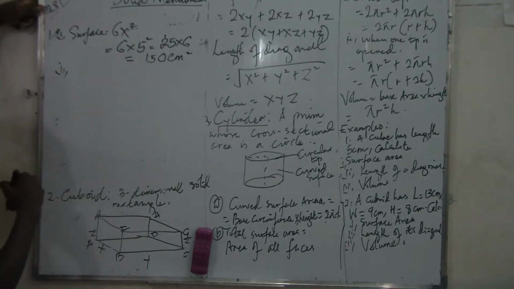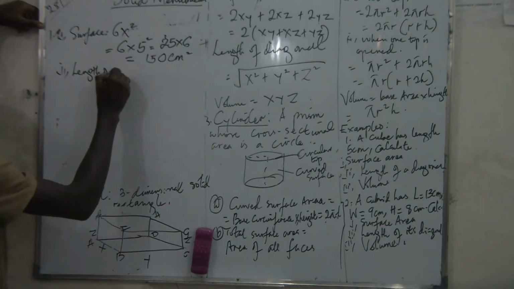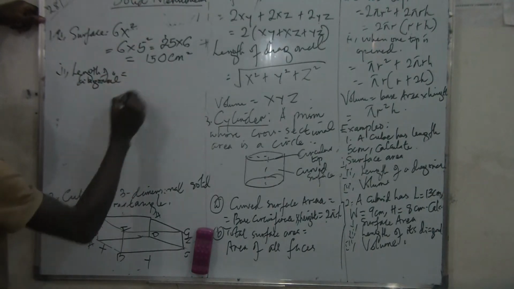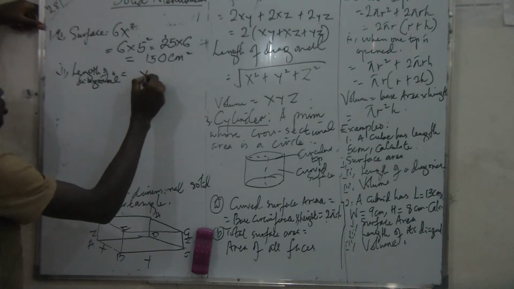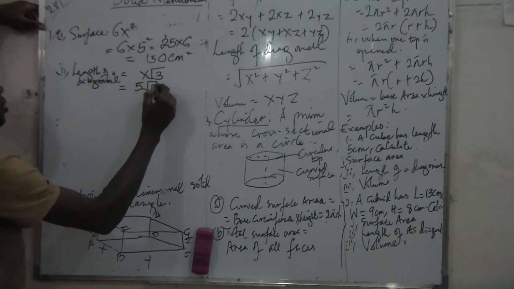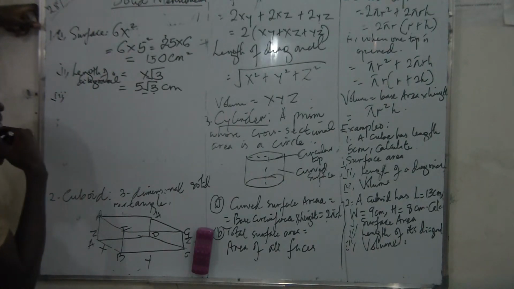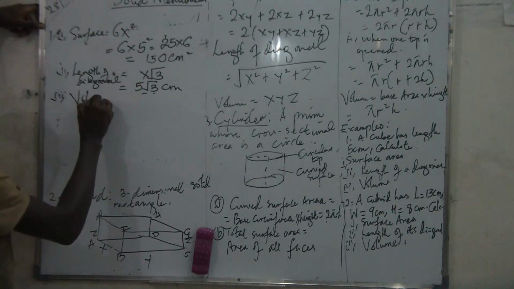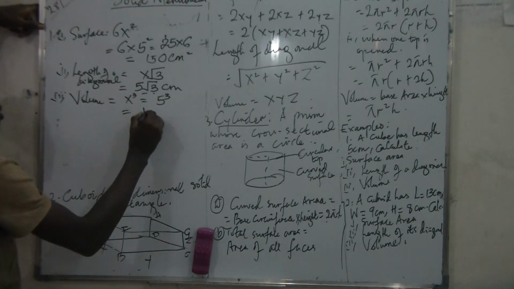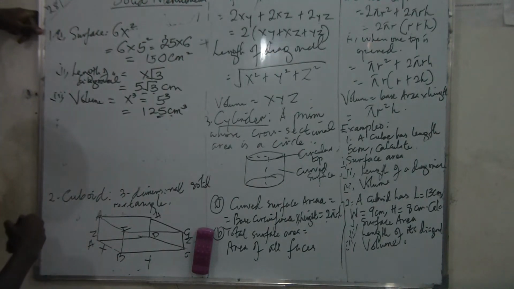Now the second question, we are told to find the length of the diagonal. The length of the diagonal, we said, is equal to x root 3, right? x is 5. So the answer is 5 root 3 centimeters. The third thing we're asked to find is to calculate the volume. The volume of the cube is equal to x cubed, which is 5 cubed, which is equal to 125 centimeters cubed by calculation.